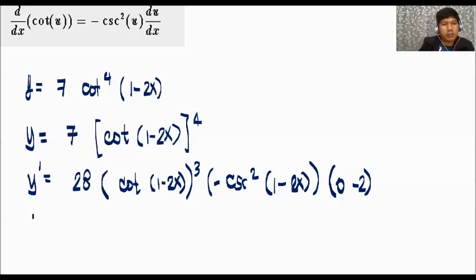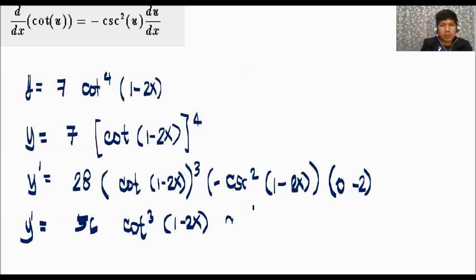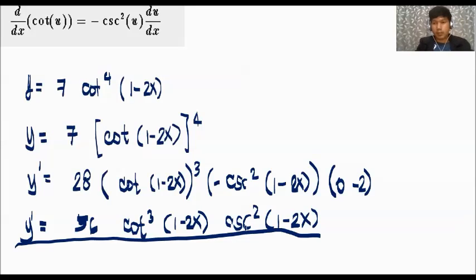So our final answer for this one is equal to, so that is a negative, negative, and positive. So that would be 56 cotangent cube of 1 minus 2x, then cosecant squared of 1 minus 2x. Okay, so this is our final answer for this example.